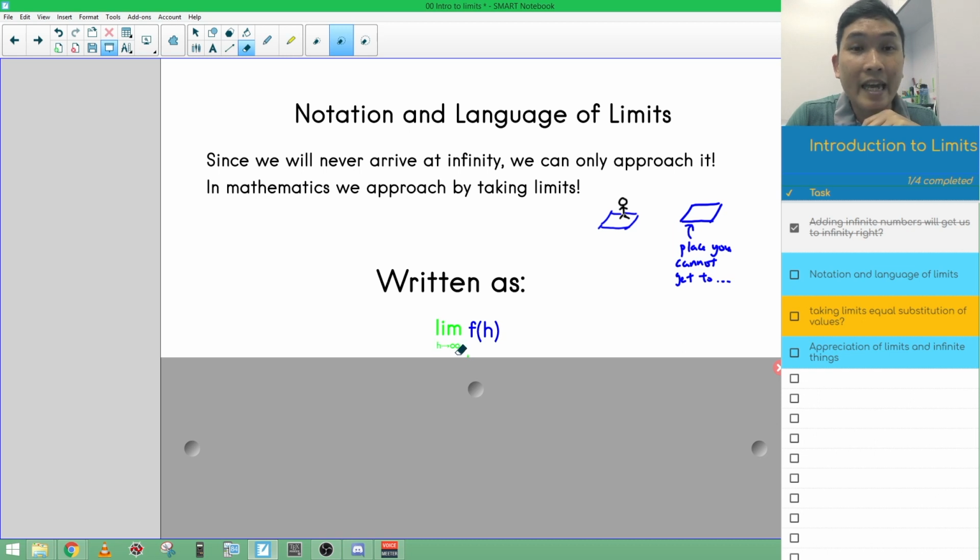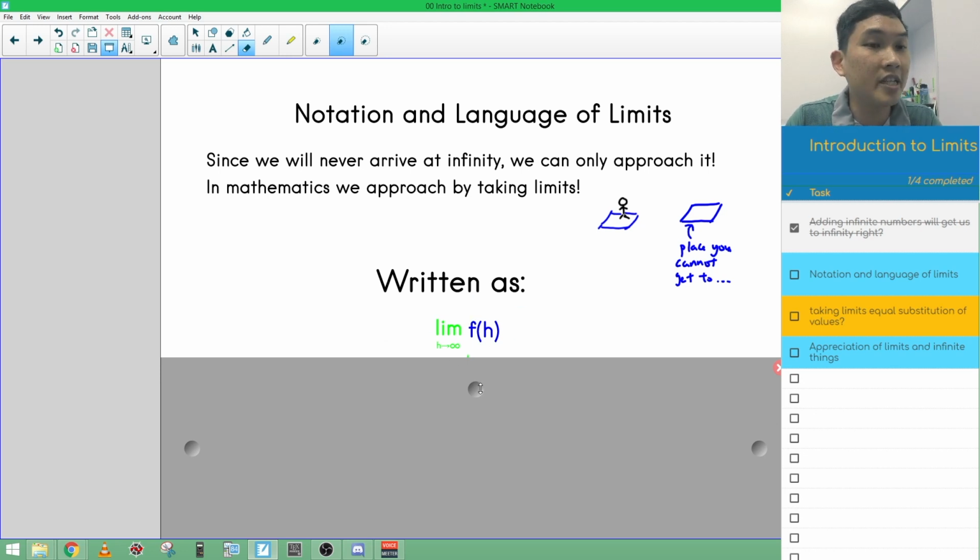Over here, I wrote h arrow infinity. That means I'm going to let h approach infinity, right? Because I cannot get there, I can only approach. So that is LIM and then the space below. Okay. And then on the right, you write down the expression or the function, whatever you're dealing with that you need to approach. Yeah. And this is how we write it.